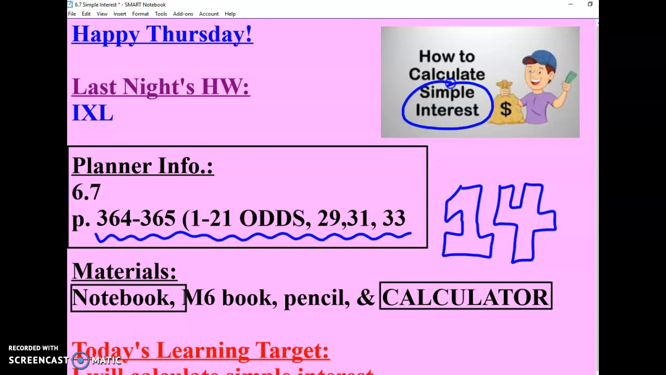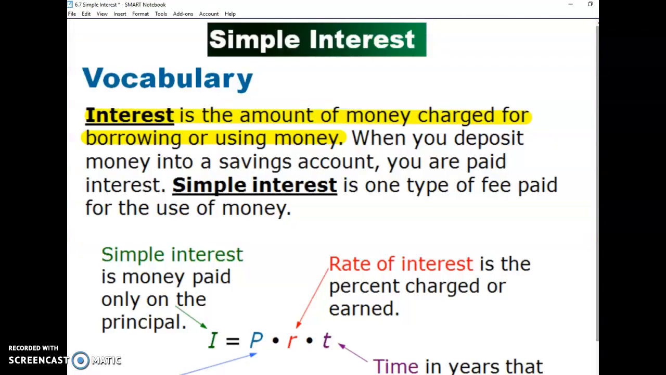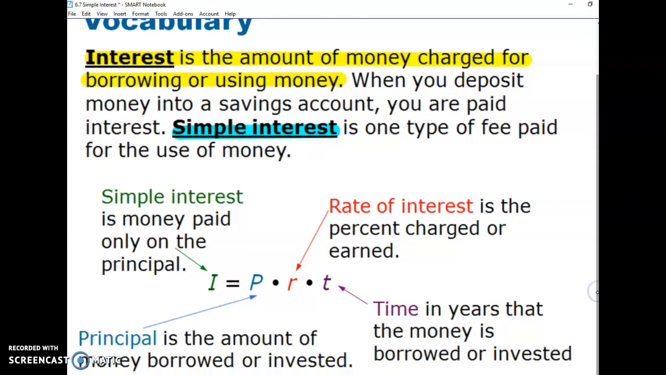So our learning target once again is we are going to be calculating simple interest. Interest is the amount of money charged for borrowing or using money. When you deposit money into a savings account, you are paid interest. Simple interest is one type of interest, a fee paid for the use of money. There's also compound interest, but we're not going to worry about that for this year. In your notebook right now, you should surely have a calculator today.